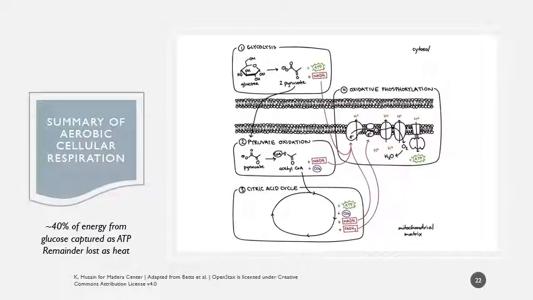Okay, so this is just an overarching summary of glycolysis, pyruvate oxidation, also called the transition reaction, citric acid cycle, also called Krebs or TCA, and oxidative phosphorylation. So it's also important to remember that around 40% of the energy that is stored in glucose is captured as ATP, but the rest is actually lost as heat. So we talk about this transformation of energy and matter, but it's not a perfect process. A lot of energy is lost.